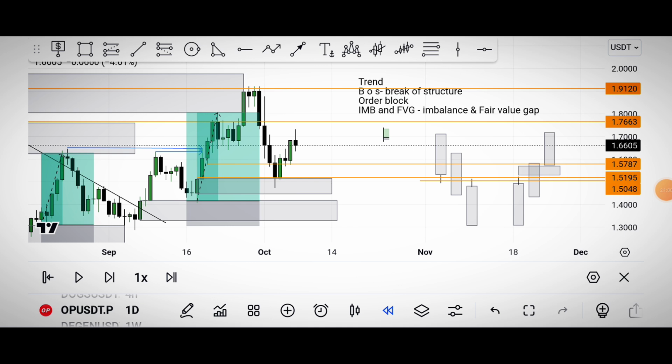So price might likely just tap into this order block. It might just tap into this order block. Let me select that accurately. Might just tap into this order block and start tanking. So let's see how that plays.